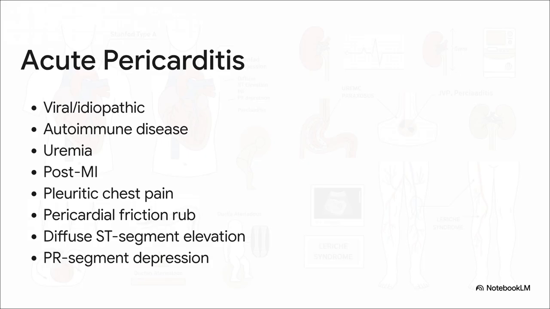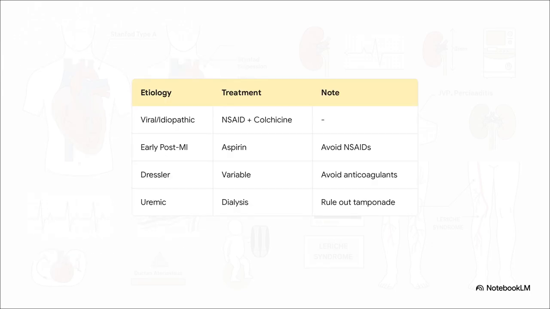Digging into acute pericarditis, the etiologies generally fall into a few buckets: viral or idiopathic, autoimmune diseases like lupus, uremia from severe renal failure, and post-myocardial infarction causes. Classically, these patients present with that pleuritic chest pain we just mentioned, plus a pericardial friction rub on exam. For the ECG, you are specifically looking for diffuse ST segment elevation and PR segment depression, plus an echocardiogram might show a possible effusion. Now, the next best step for treatment hinges entirely on the underlying etiology.